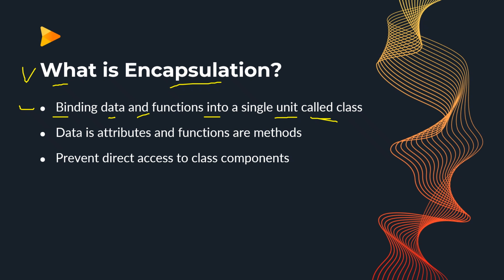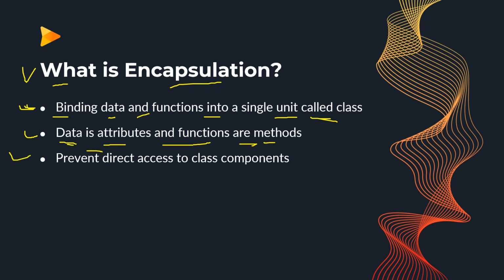So we can bind or collect all these things into a single thing, which is known as a class. If you see the wrapper of a Cadbury, you can see that there is a Cadbury which is wrapped by a wrapper. So therefore we can say that encapsulation means wrapping of data. Data is attributes and functions are methods. Every object has data and functions. Data is known as attributes and functions are known as methods.